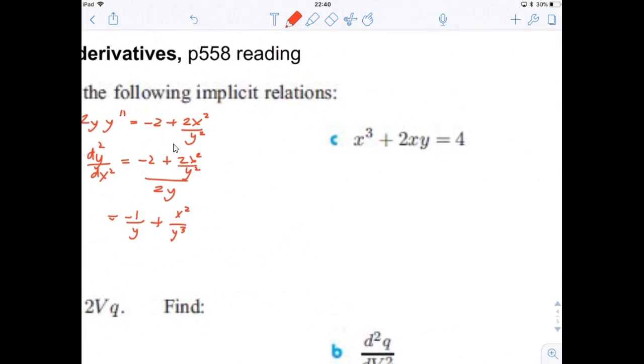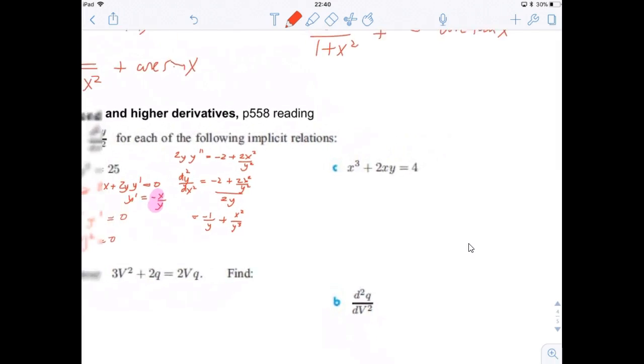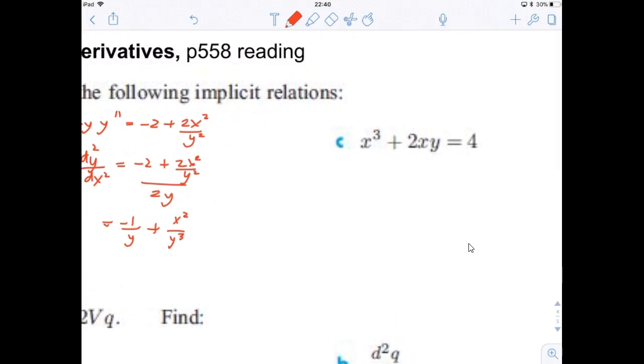Similar expression here. So I'm going to take the derivative of the first term, the derivative of x cubed is going to be 3x squared, and there's no need for the chain rule because I'm taking the derivative with respect to x. The next term is going to be a product, u and v. So it's going to be 2 times x times the derivative of y, plus 2 times the derivative of x, which is just 1, times y. And the derivative of 4 is just 0.